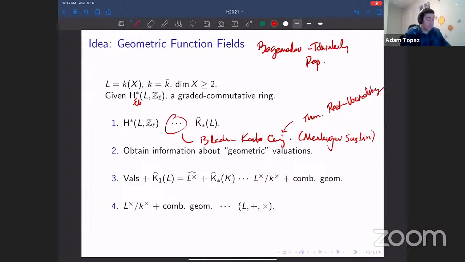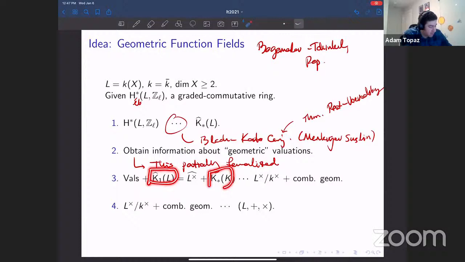I'll define what this K-theory object actually is on the next slide. And now we have the same sort of process. You want to determine information about the valuation theory of the field in question. And this is something that's partially formalized, as I'll describe in a few minutes. Now, once you do this, you have all this additional data. You have your K-theory object. You have information about valuations.